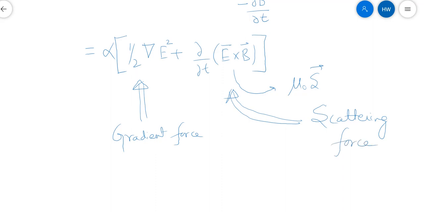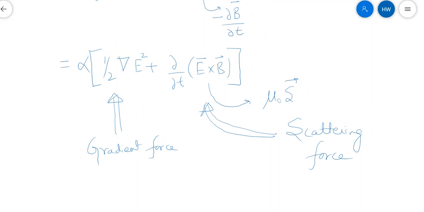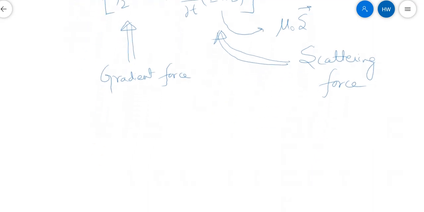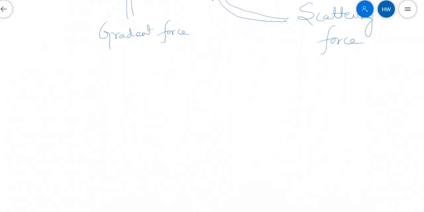All right. Another important thing to recognize is that if there are no fluctuations, then the second term actually goes to 0, and hence the dominant force will be only the gradient force in the absence of fluctuations in the electromagnetic field. Of course, if it is a time varying field, then the scattering force does come into play. If I have a spherical particle, then in the Rayleigh limit, one can actually calculate this.